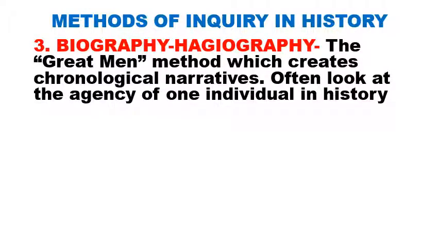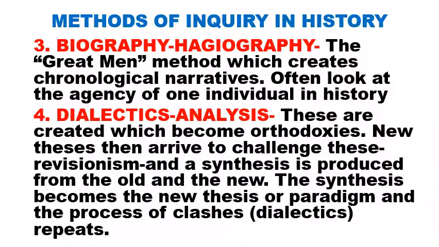Biography, hagiography, the great man method, which creates chronological narratives, often looks at the agency of one individual in history. Dialectics: analyses are created which become orthodoxies. New theses then arrive to challenge this revisionism, and a synthesis is produced from the old and the new. The synthesis becomes the new thesis or paradigm, and the process of clashes and dialectics repeats.